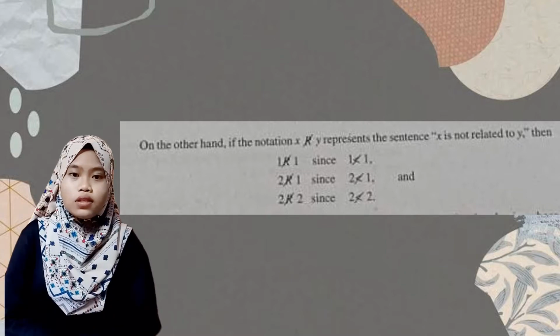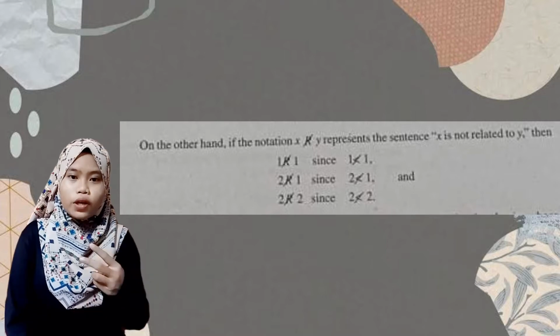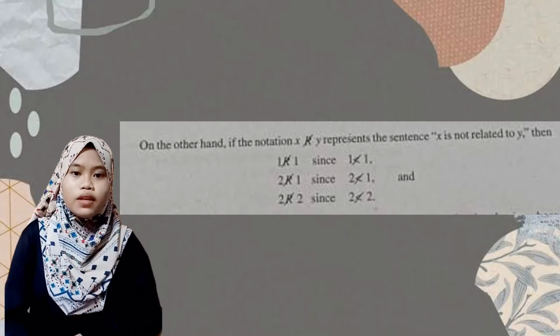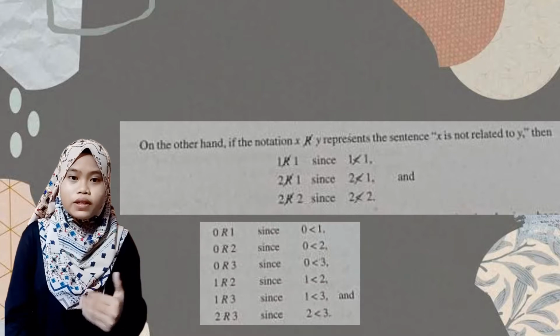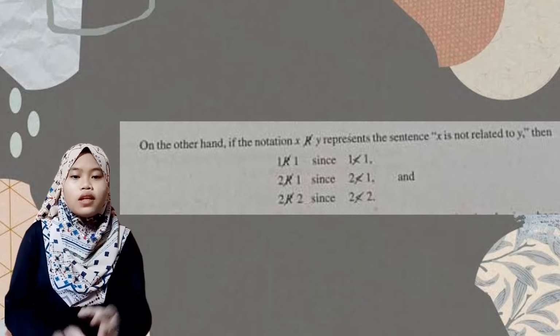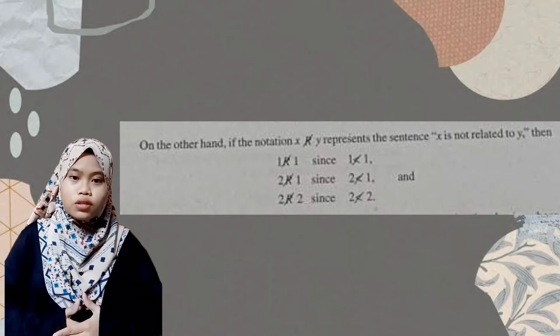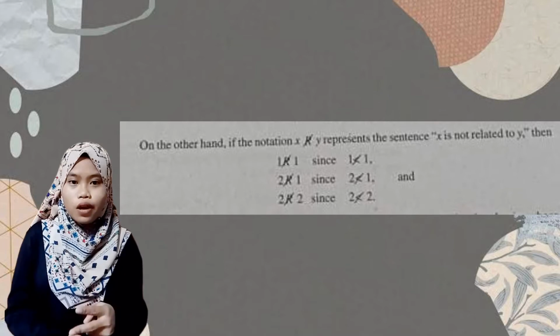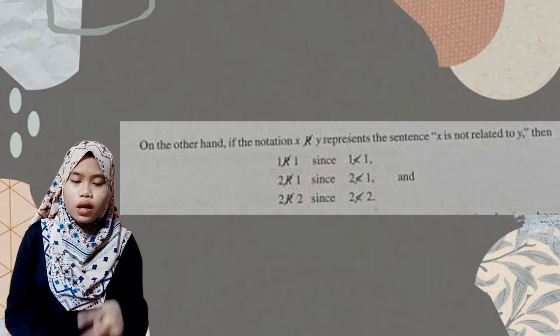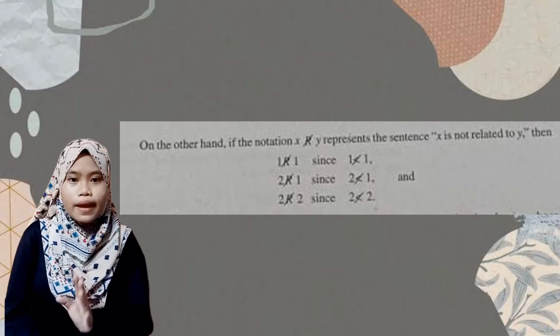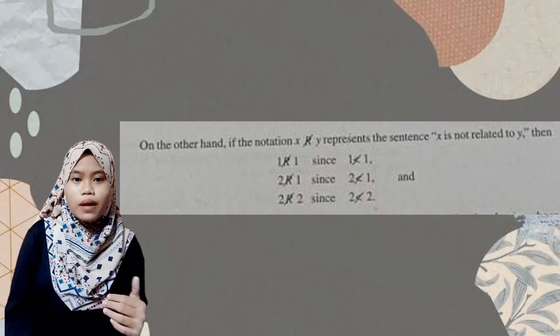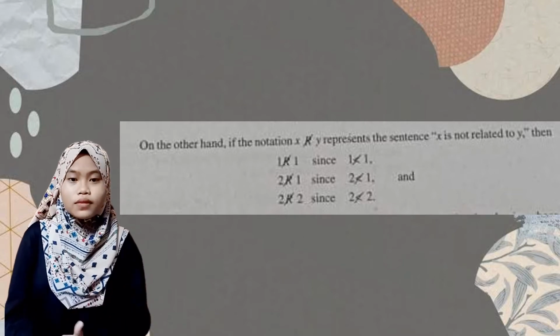And as you observe, itong tatlong ordered pair na to ay hindi nasali doon sa mga ordered pair na related. It is because hindi nila natamaan yung instruction doon na magiging related lang daw ang ordered pair kapag si X ay mas mababa kay Y. Okay, gets. Now let's proceed.